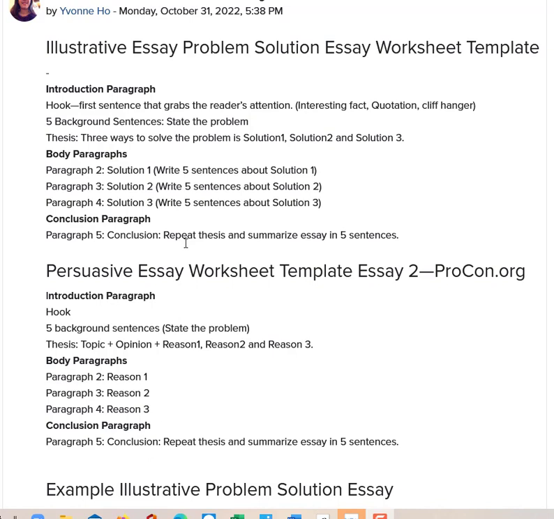And so you repeat your thesis statement, which would be: 3 ways to solve the problem of obesity are to exercise more, to eat a healthy diet, and to eat smaller portions. Then you write in 5 sentences the highlights of your essay, in which you would say, if a person eats smaller portions, they can watch what they eat less, still enjoy all their favorite foods, just eat less of them, and they can lose weight.